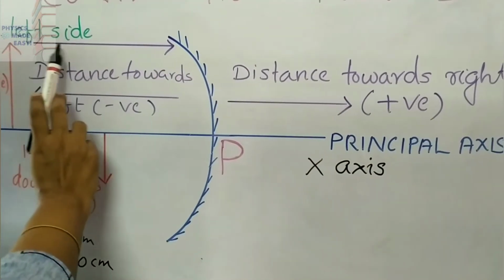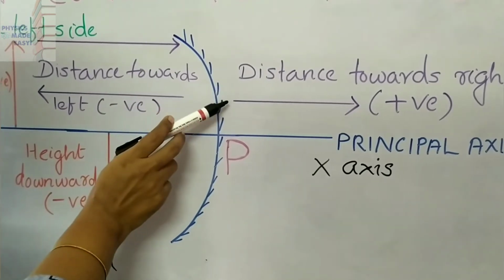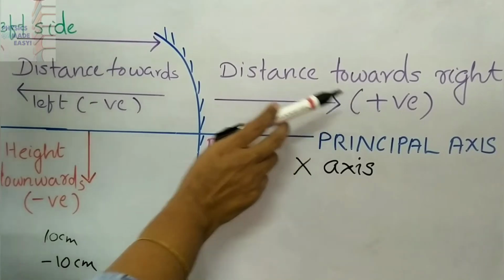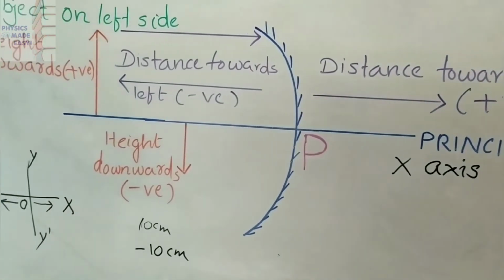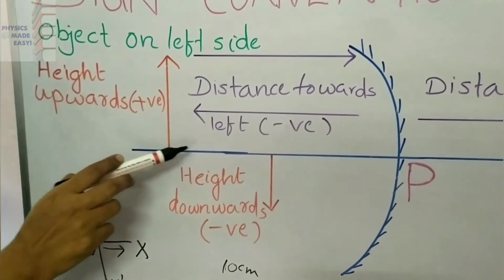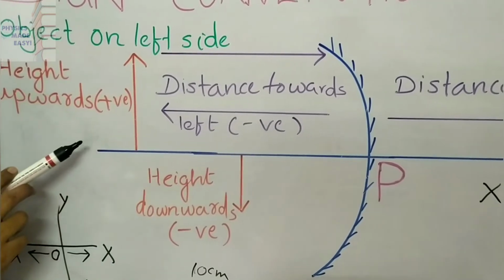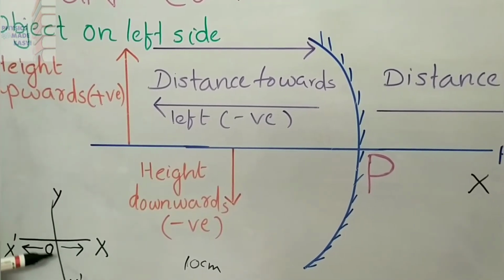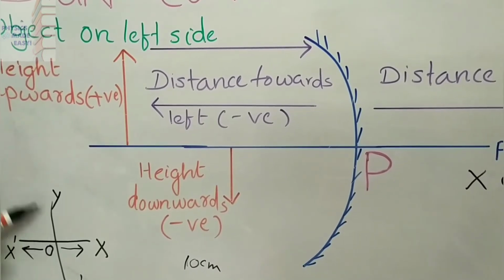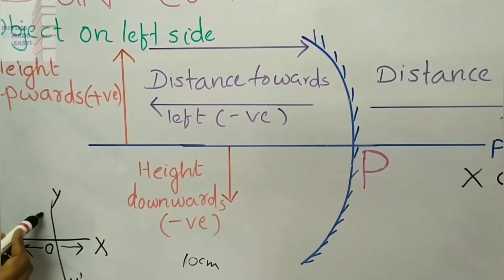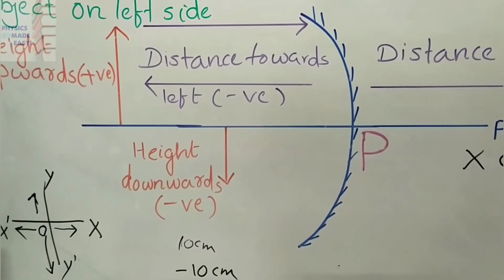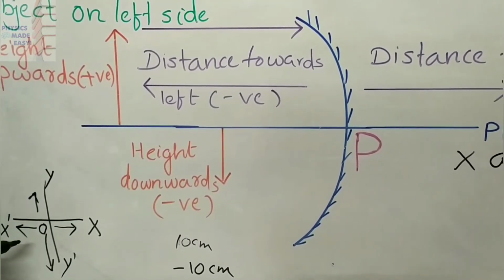Here you can see the direction of the incident ray. Here you are measuring the distance along the direction of the incident ray. Then here you can see the object. That object is placed on the principal axis. Now if you are measuring along the y-axis, from the origin in the upward direction you take that as positive, and in the downward direction you take those values as negative.